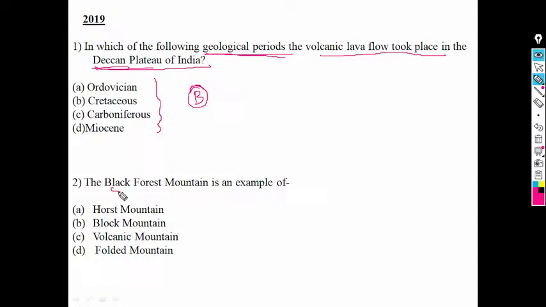Next, the Black Forest mountain is an example of host mountain, block mountain, volcanic mountain and folded mountain. Black Forest. The answer is your block mountain. B for Bombay. Let us discuss the answer now.